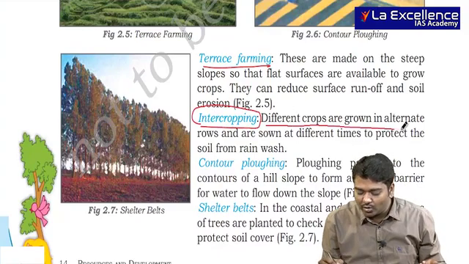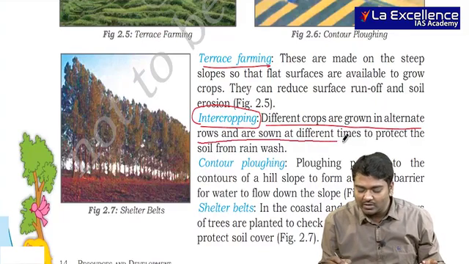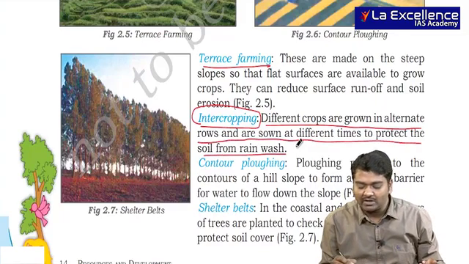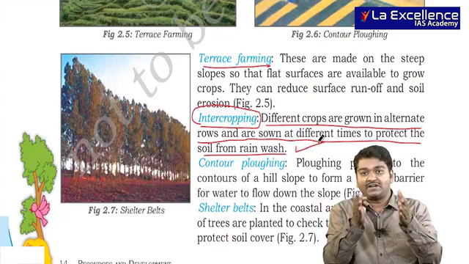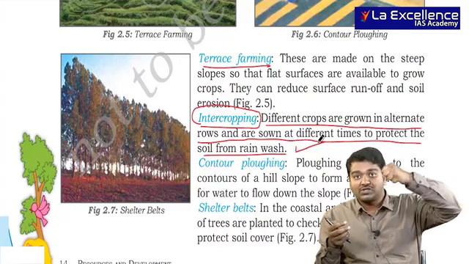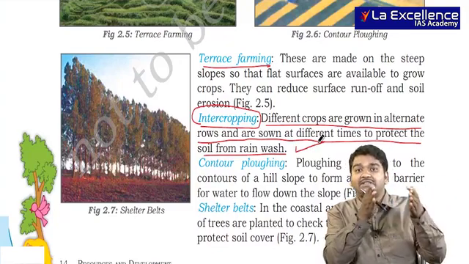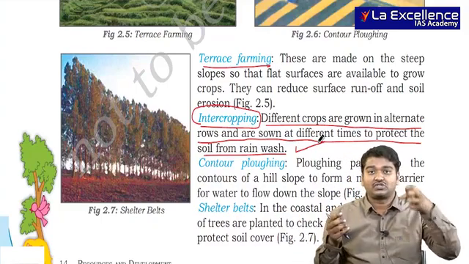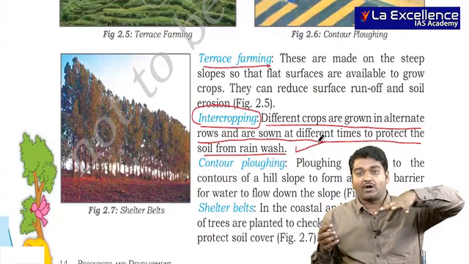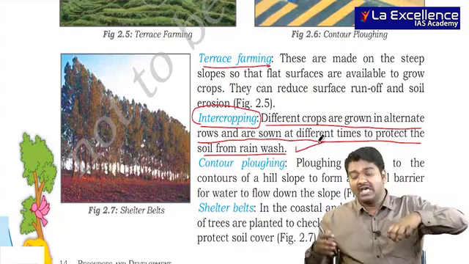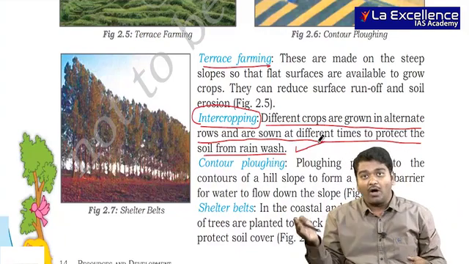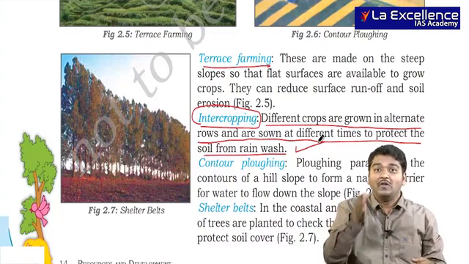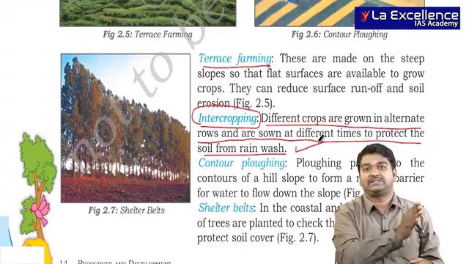Different crops are grown in alternate rows and are sown at different times to protect soil from rainwash. So if you have certain crops which can hold the soil stronger, sometimes trees are grown in between the cropping lands, just to ensure that the soil is strongly held by the trees. Whenever you have wind or you have water moving, it will prevent the soil from escaping.